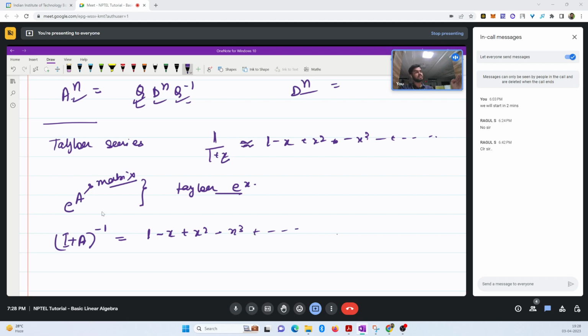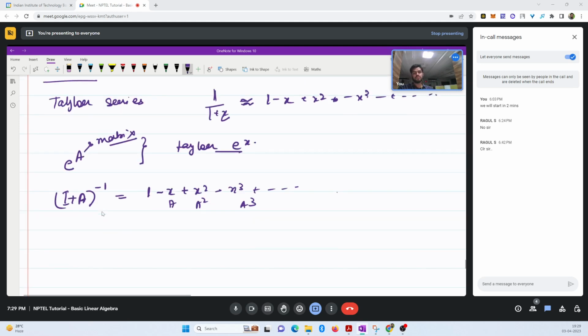अब ये, because this is an infinite sum, you cannot keep on finding A and A square and A cube and then put it in this equation. If you use this kind of relation, that is your Q D Q inverse, because if this is diagonalizable, then you can write it in this form, then you will get some pattern with respect to D.